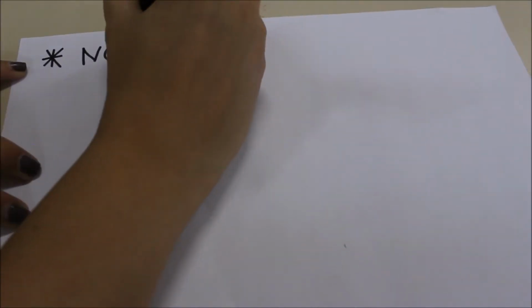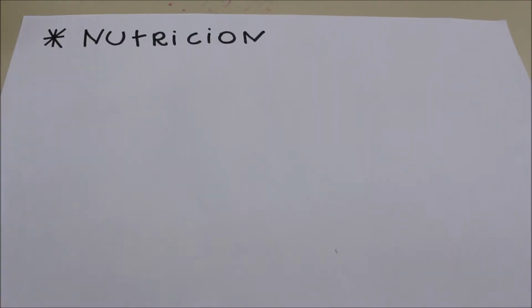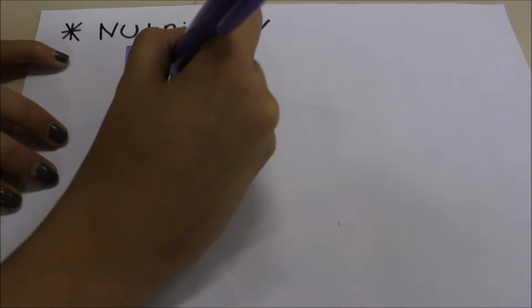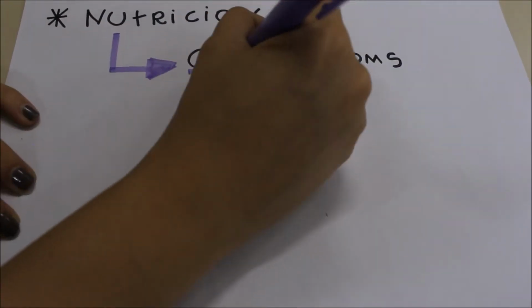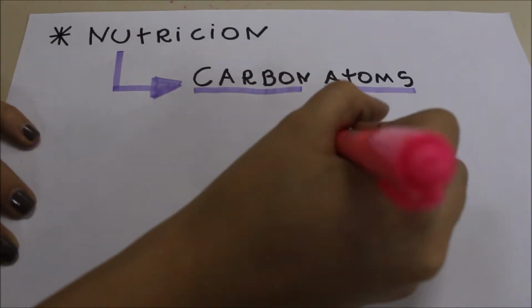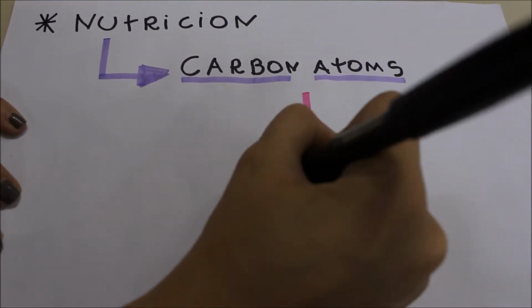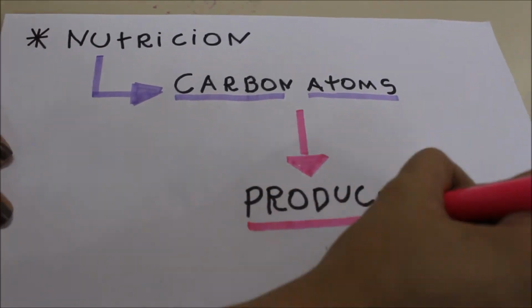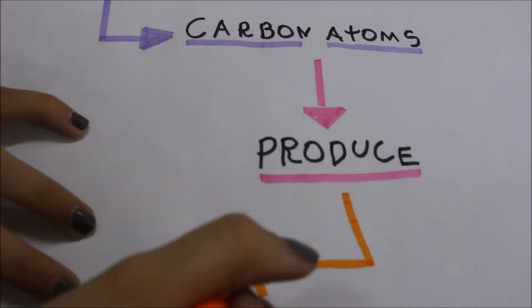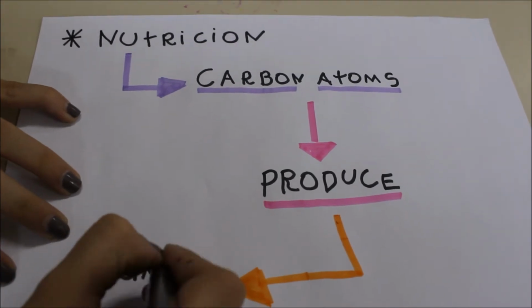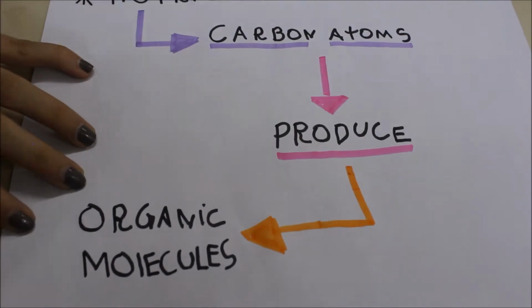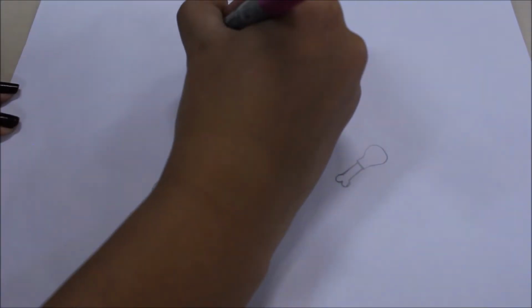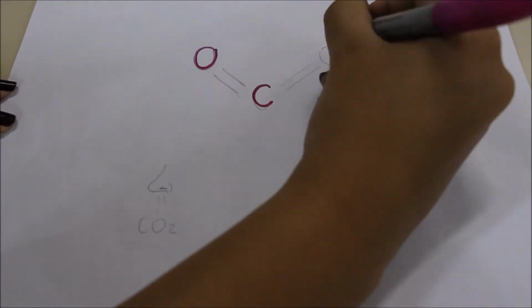Now let's talk about the nutrition of bacteria. The nutrition refers to the bacteria carbon source, which will provide organic molecules for their energy production. They can be arranged in 4 types.